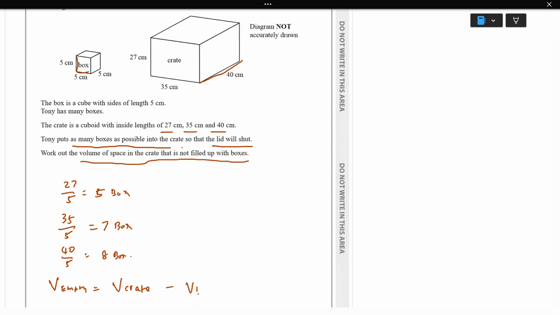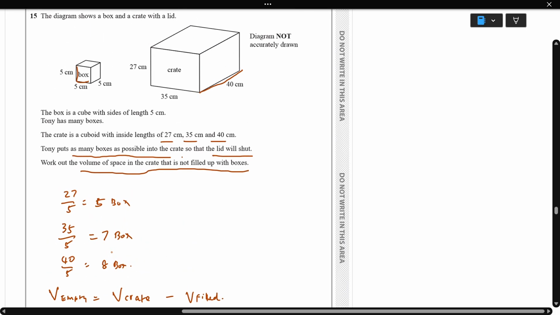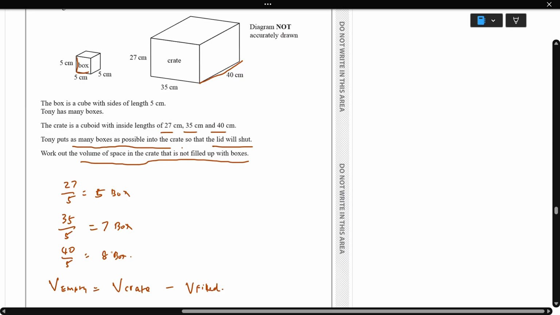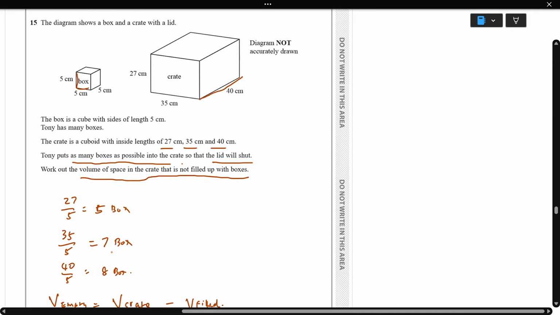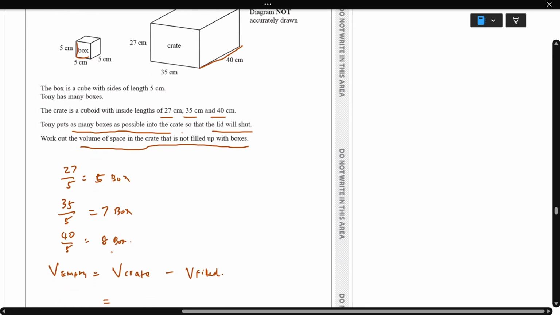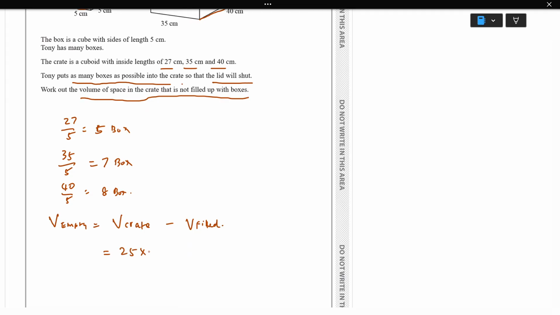Volume of filled boxes. So I'll write, okay, filled. Okay, crate volume is going to be, what is the volume here? 27 times 35 times 40. 25 times 35 times 40 minus here.